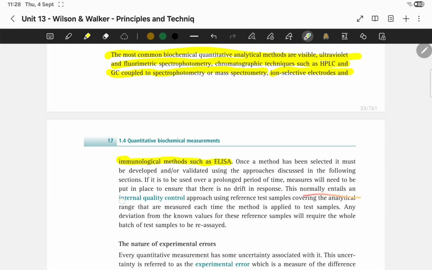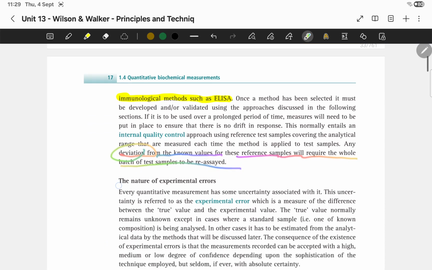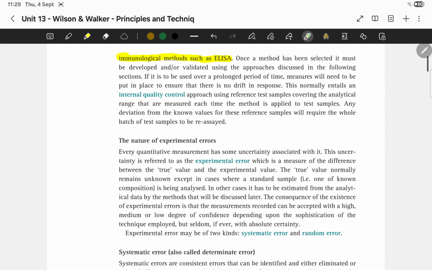This normally entails an internal quality control approach using reference test samples covering the analytical range that are measured each time the method is applied to test samples. Any deviations from the known values of these reference samples will require the whole batch of test samples to be reassayed.